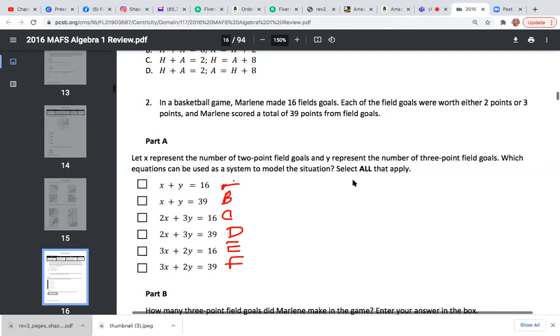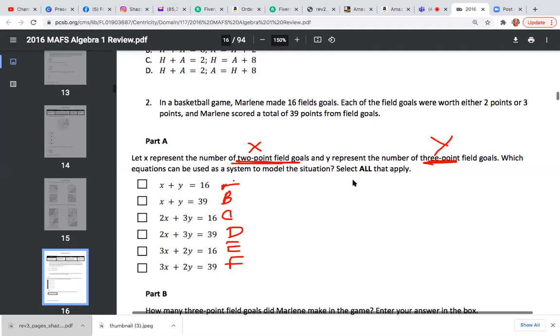And remember, they told you 2-point field goals are represented by X, and 3-point field goals are represented by Y. Miss Alcera, so we're multiplying 2 times 3? No. Wait, okay. So it can't be A. Now remember, for this one, you have to pick 2 answers. The two answers have to be the system of equations you can use to solve this problem.